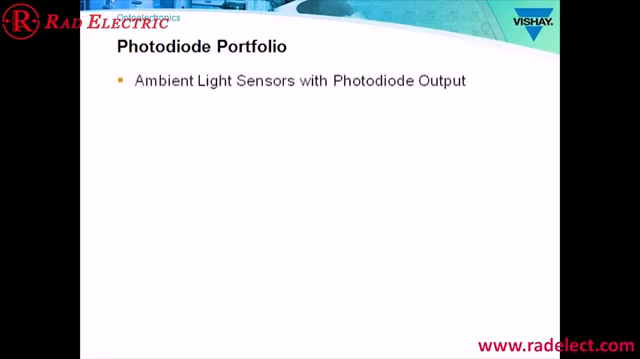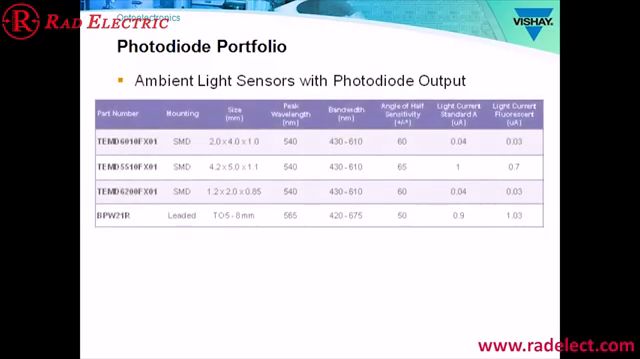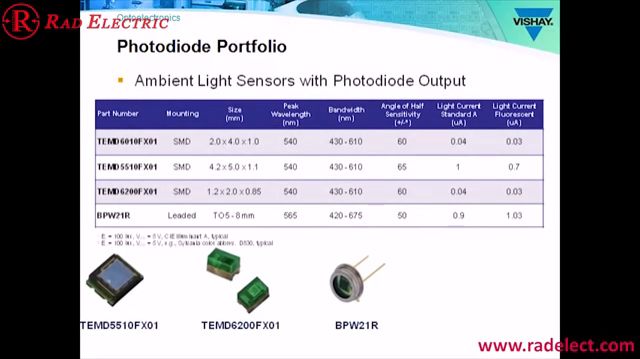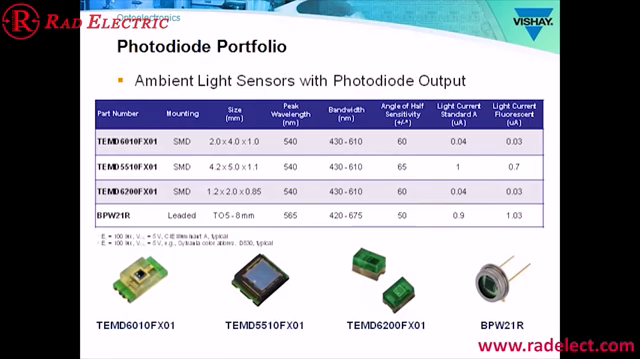The photodiode portfolio also includes leaded and surface mount devices. The leaded device, the BPW21R, is packaged in a hermetically sealed TO5 metal package. It is designed to operate in particularly hostile environments. Again, all of these sensors have a peak sensitivity from 540 to 565 nanometers, which matches our eye's peak sensitivity.